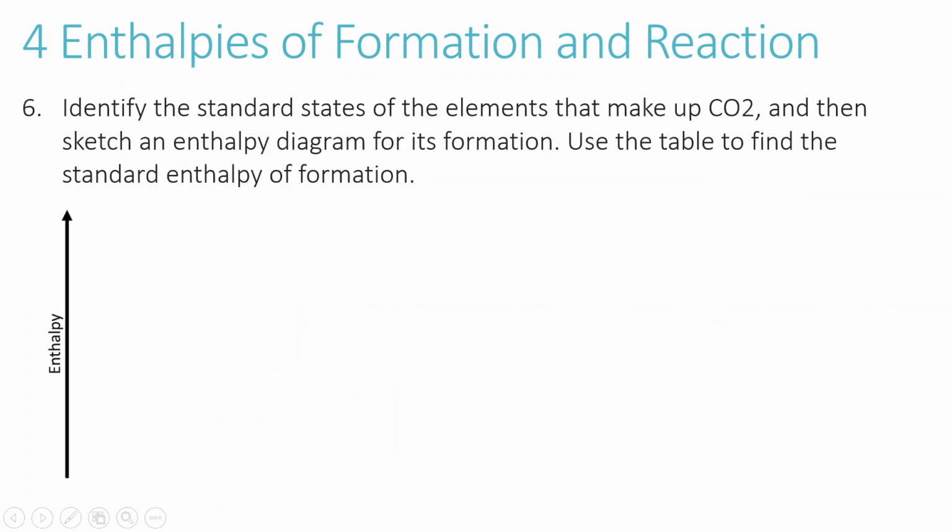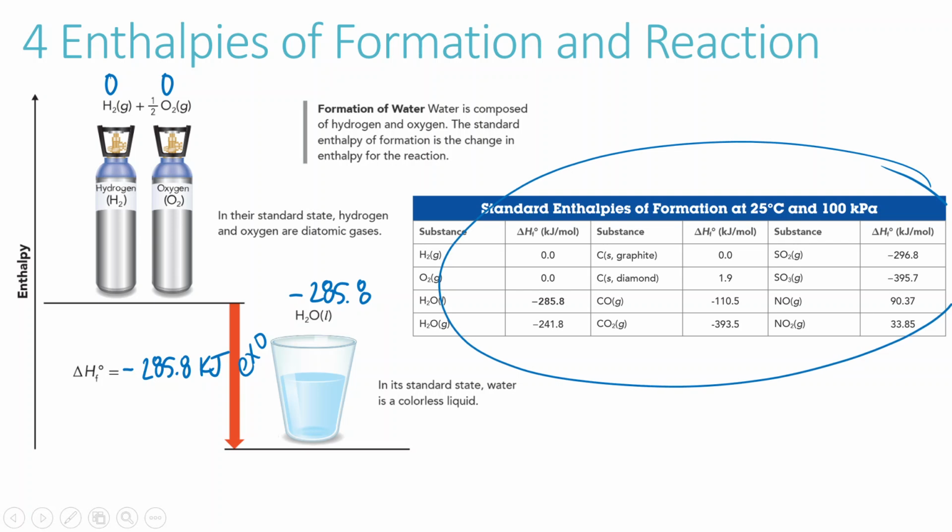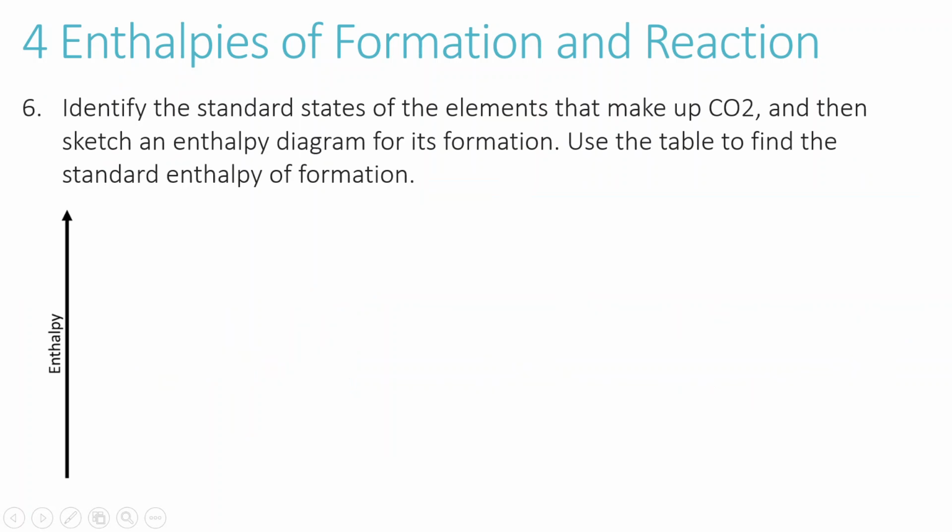So let's take a look at number 6. It says to identify the standard states of the elements that make up CO2, then sketch the enthalpy diagram for its formation. We're going to use the table that we just looked at in the previous slide to get these values. So let's start by writing up our reaction here.